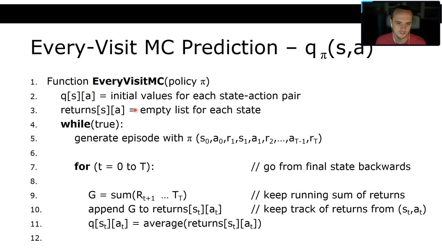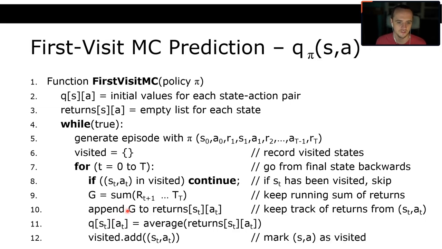So the algorithm is literally the same. I don't need to go into the details of this. It's just that wherever we had V of S before, now we have Q of SA. And this is the every visit version, you know what that means. And this is the first visit version, and now you know what that means. Okay, so we don't need to go into those algorithms because they're the same as the one before, except we're using Q of SA instead of V of S.